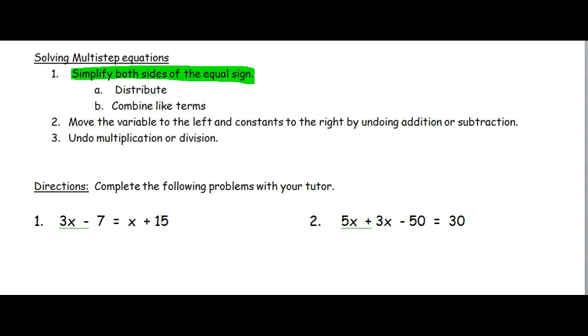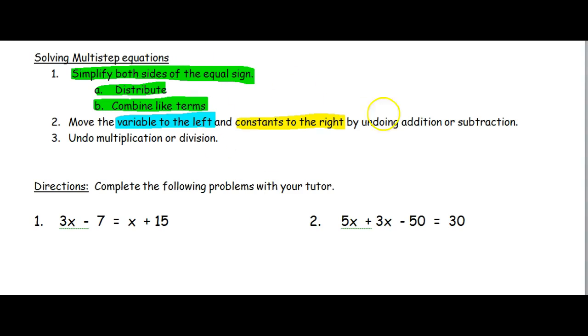Simplify the left side and the right side, which means you distribute on each side if necessary, and combine like terms on each side if necessary. Once you simplify both sides of the equation, then what we like to do is move the variables to the left and the constants to the right. Now, as you get better, you can move the variables to a different side, but when we get to inequalities, I think it's easier to know to move the variable to the left and constant to the right.